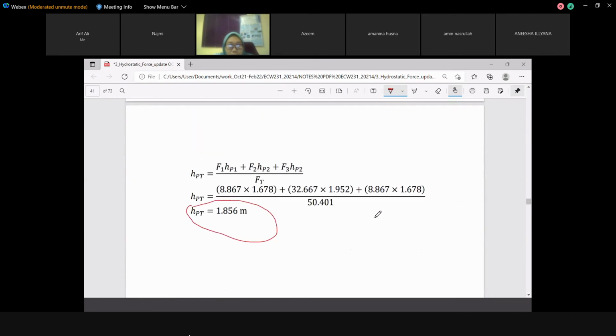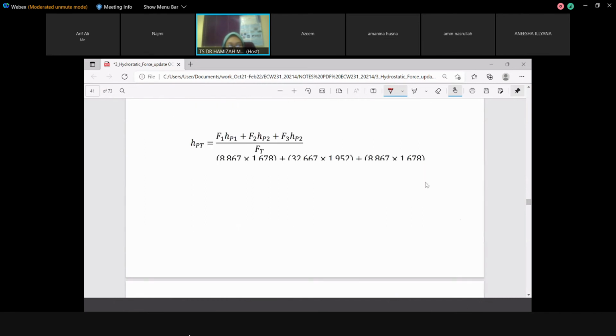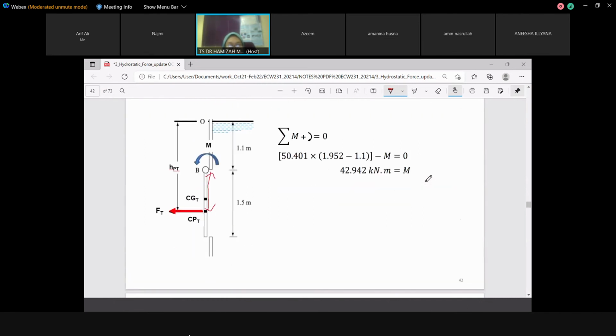Satu 1.952 you dapat daripada nilai HP ni. Tolak dengan 1.1 yang bahagian atas ni. Kenapa tolak? Sebab dia nak cari perpendicular distance to the hinge. Okay, so ni hinge dia. Tak perlu sampai water surface. So jarak force sampai perpendicular distance to the hinge ialah 1.952 tolak 1.1.